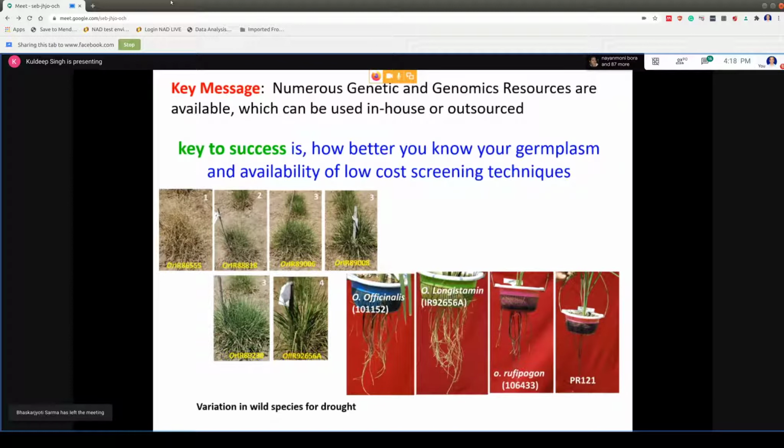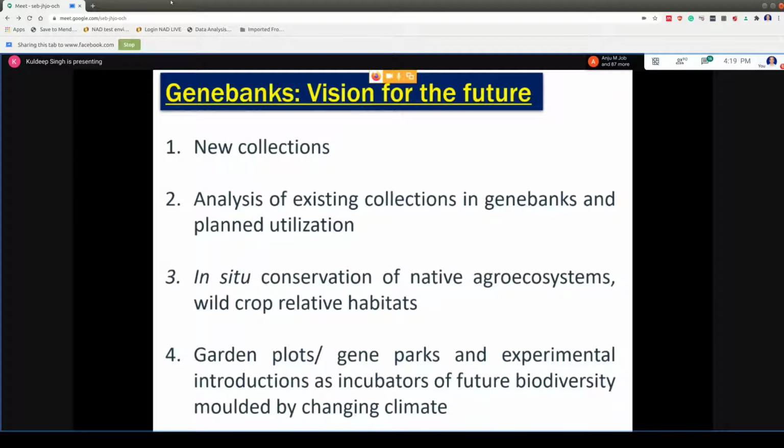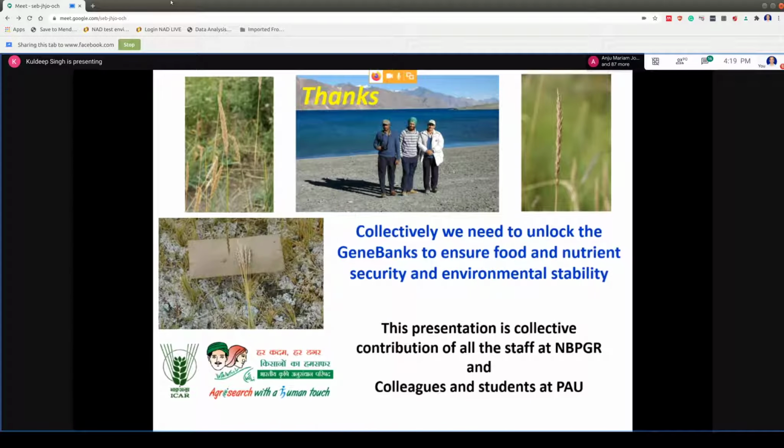So students, my key message is that numerous genetic and genomic resources are available, which you can use either in-house, and of course now we have the feasibility of outsourcing them. But the key to this success is how well you know your germplasm, and of course the availability of low-cost screening techniques. If we have these two things, the genomics is available to you, you can really use it in a high throughput way and identify and transfer any sort of variability you want from any species to any other species. And with this, I thank you all.